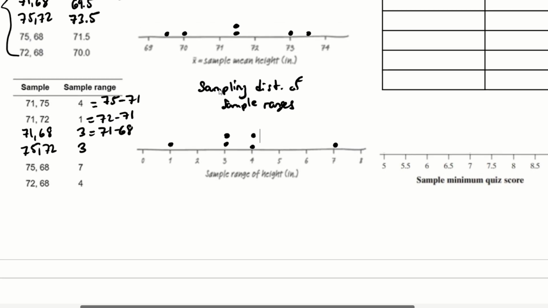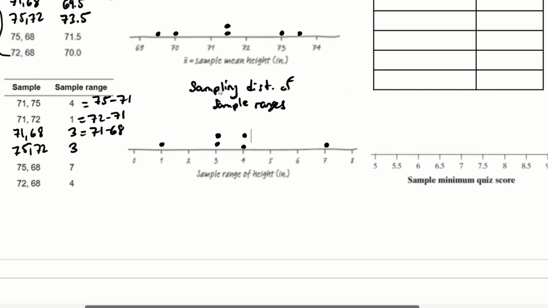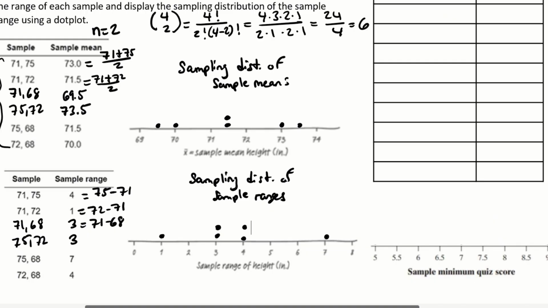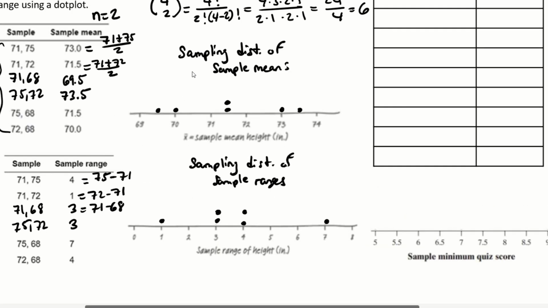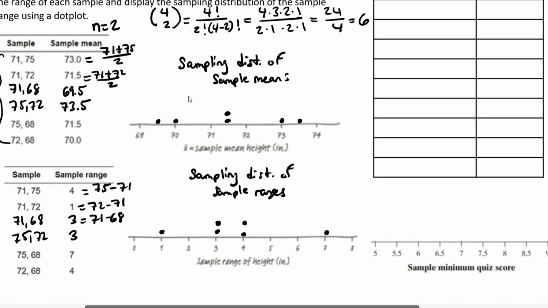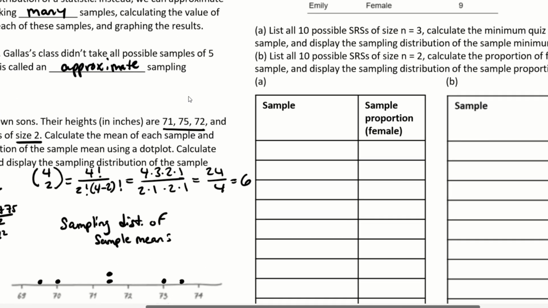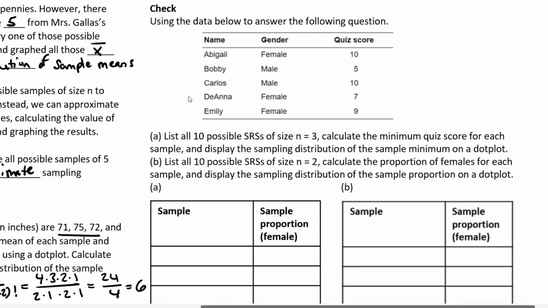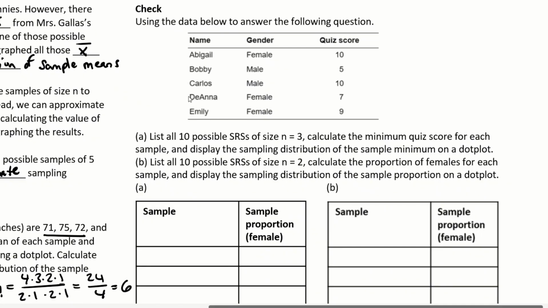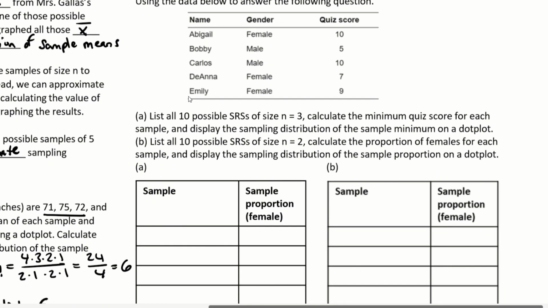All right, so now we are going to, oh, that should be it. So we've done the dot plot, we've done the possibilities. Okay, good. All right, so go ahead and pause the video and see if you can attempt the following problem. I'll scroll down so you can see the data here. Okay, there you go.